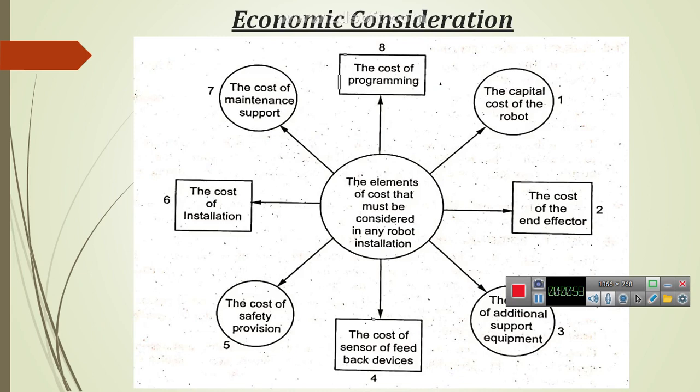First is the capital cost of the robot, second is the cost of the end effector, third is the additional support equipment, fourth is the cost of sensors or feedback devices, then the cost of safety provisions, then the cost of installation, seventh is the cost of maintenance support, and eighth is the cost of programming. These are the elements that must be considered for any robot before the installation process.